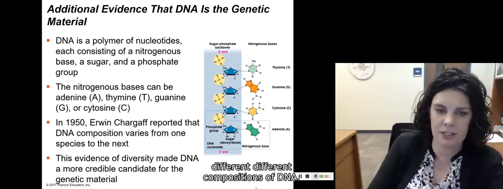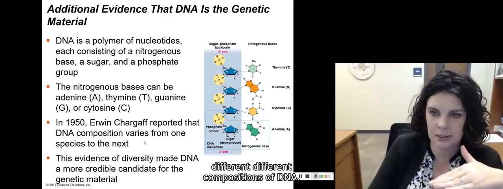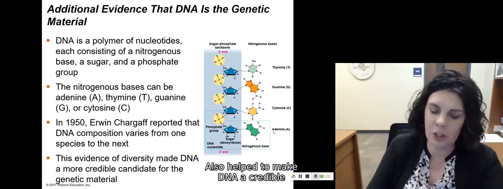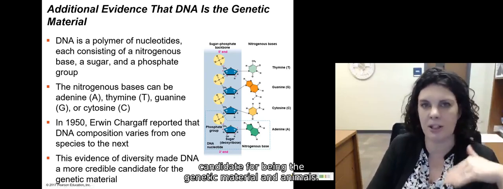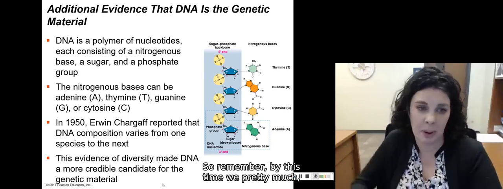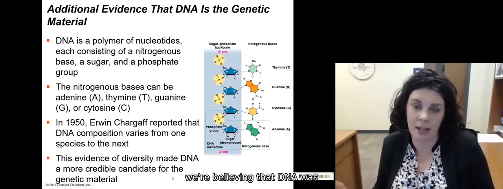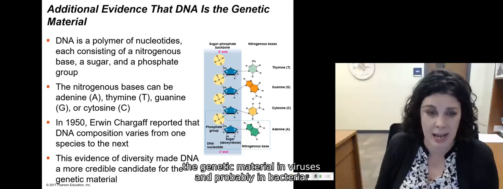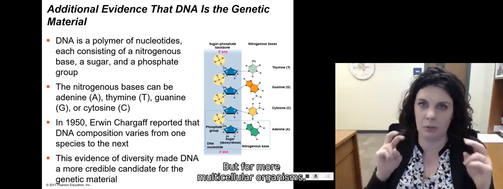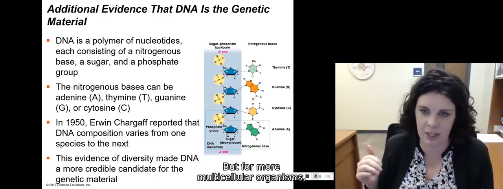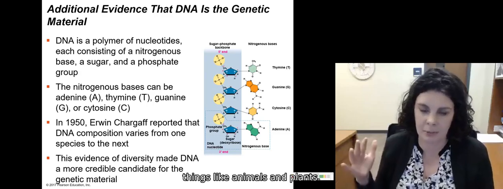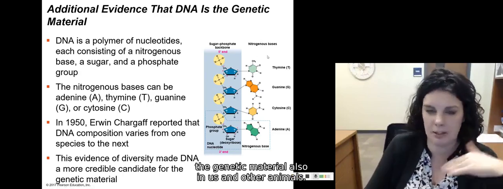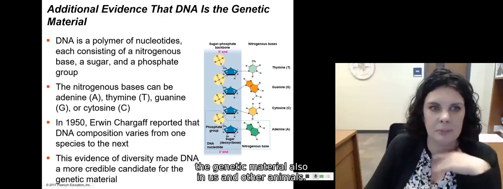So this ability to see that there's different compositions of DNA, different species can have different bases, also helped to make DNA a credible candidate for being the genetic material in animals. So remember, by this time we pretty much were believing that DNA was the genetic material in viruses and probably in bacteria, but for more multicellular organisms, things like animals and plants, this was starting to really show that it was probably the genetic material also in us and other animals.